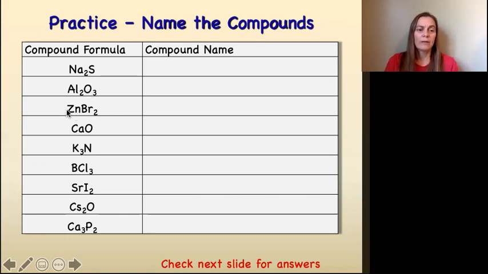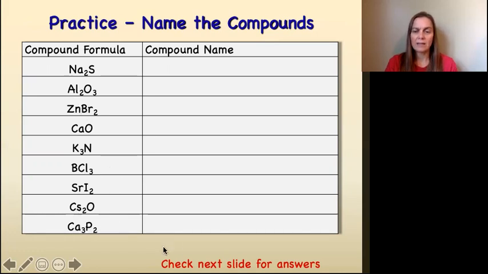For our third one, we have zinc, and then we have bromine. So we change it from bromine to bromide. So we have zinc bromide. And then we have calcium oxide. We have potassium nitride, we have boron chloride, we have strontium iodide, cesium oxide, and calcium phosphide.